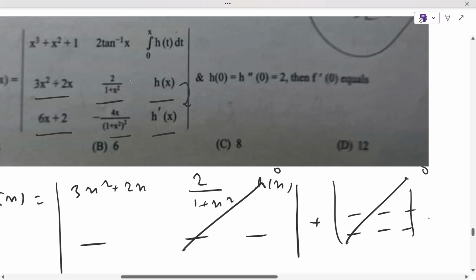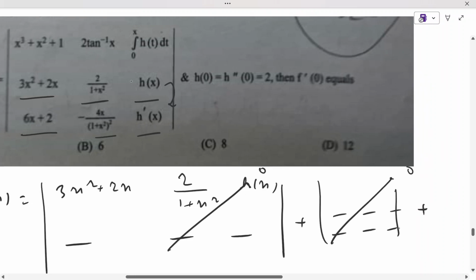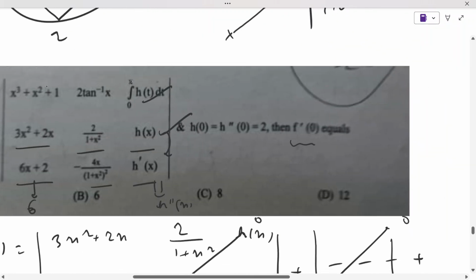Got it now, that's it. Now differentiate what? This one is done, this one is done, now differentiate this one. This will come out to be 6, and this will be h''(x), and evaluate at 0. Let me just write this one. This will be equal to what?